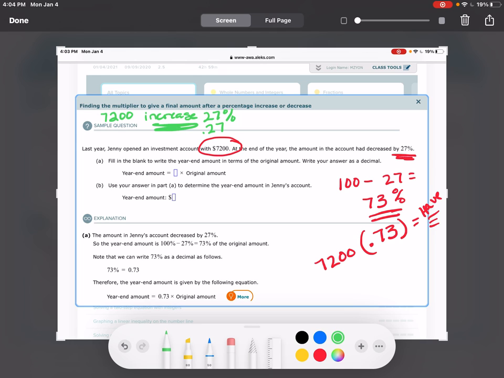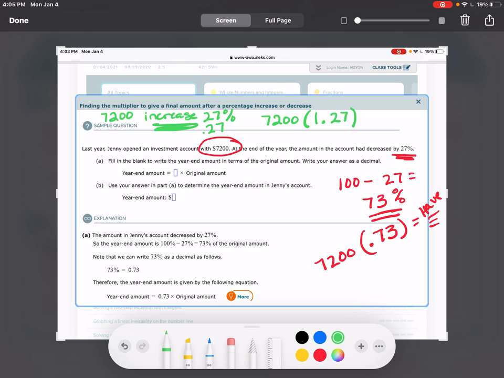So for increases, we will take our amount, like 7,200, and we will multiply by 1.27. We don't have to do that other part. We don't have to do the 73% because that doesn't have anything to do with this. We actually want to see the $7,200 and the 27% right on top of that.